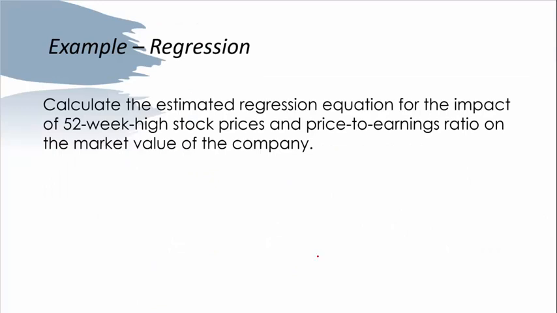Suppose we want to calculate the estimated regression equation for the impact that the 52-week high stock price and the price to earnings ratio has on the market value of the company. What we're doing when we run regression is really trying to generate an equation sort of like we learned back in algebra, a y equals mx plus b equation. I'm actually going to just rearrange the mx and the b terms. Remember, we're allowed to do that because of the commutative property.